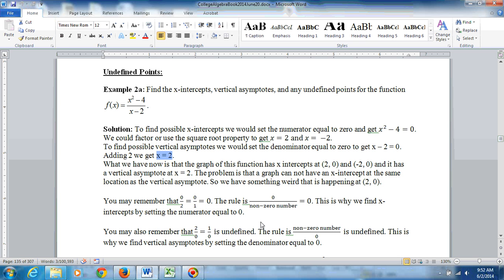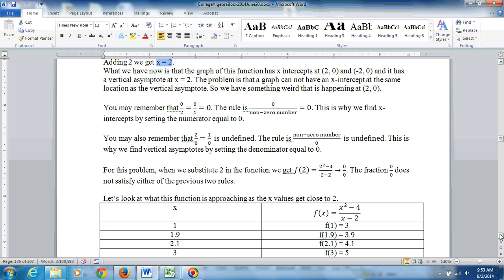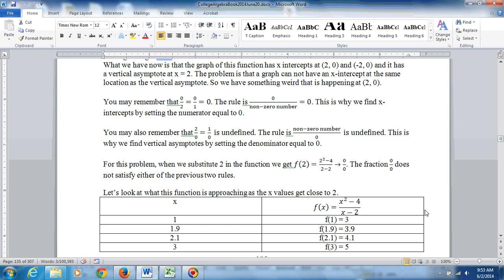Also remember that division by 0 is undefined, and that means there's a vertical asymptote there, like 2 over 0 or 1 divided by 0, as long as the numerator is a non-zero number. It doesn't satisfy that either, because when I substitute 2 into this, I get 0 over 0. And 0 over 0 is an indeterminate expression, where we're not sure what you get. So notice we get 0 over 0 when we substitute 2 into that expression.